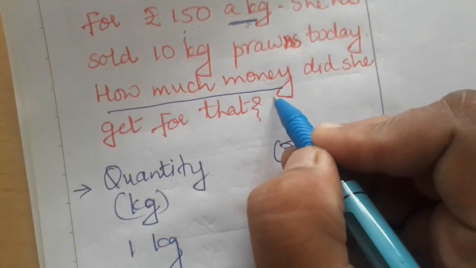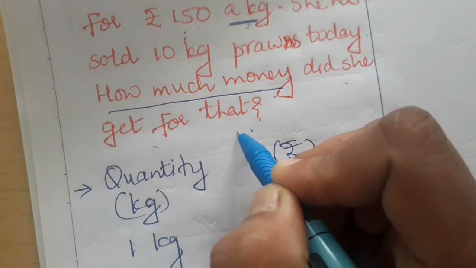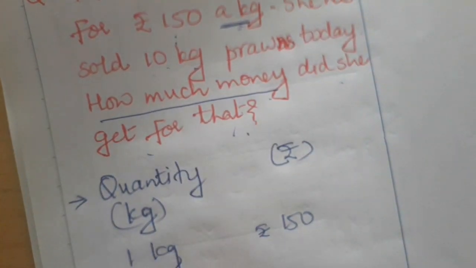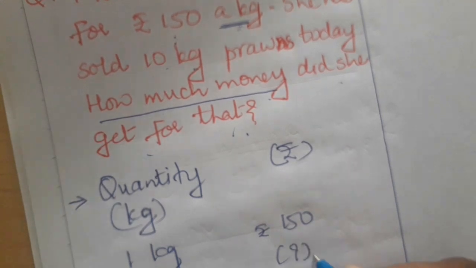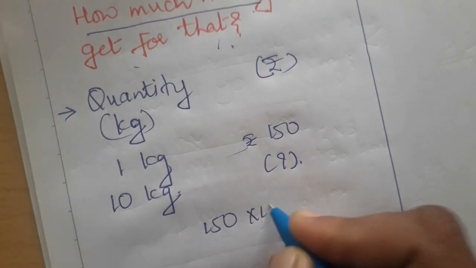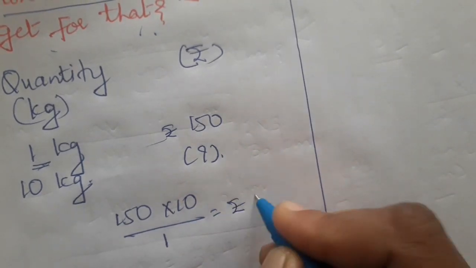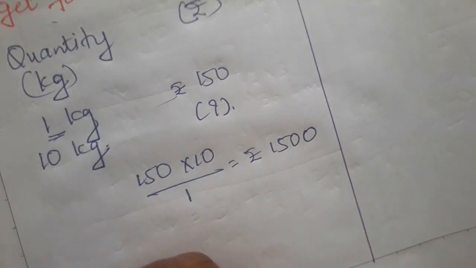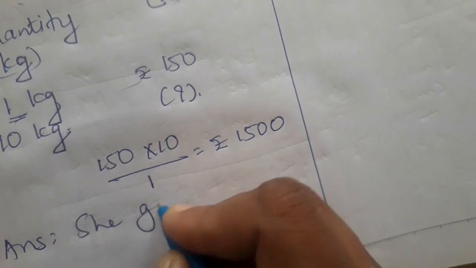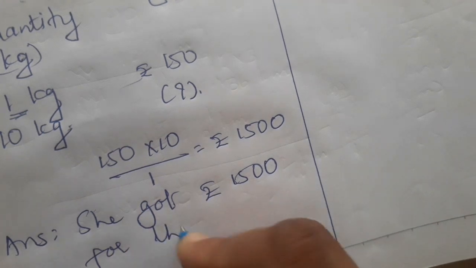Now, how much money did she get for that? For that, that means how much prawns did she sell today? That is, she sold 10 kg of prawns. So here I need to write 10 kg how much. Now what will be the numerator? These two numbers, that is 150 into 10, and the denominator is 1. So 150 into 10, that is 1500 rupees. And the final answer, you need to write that she got rupees 1500 for the prawns.